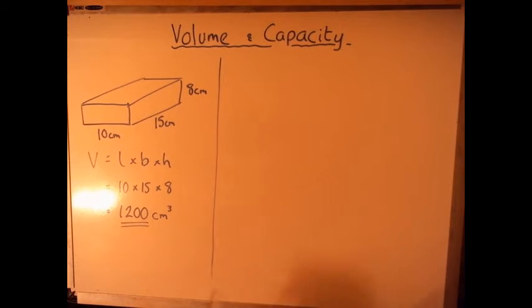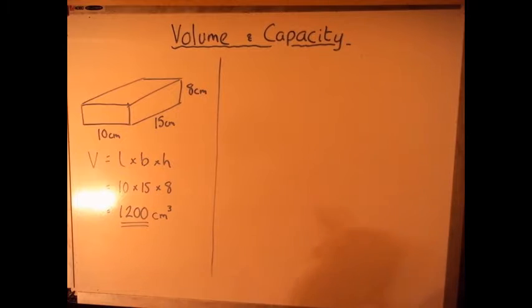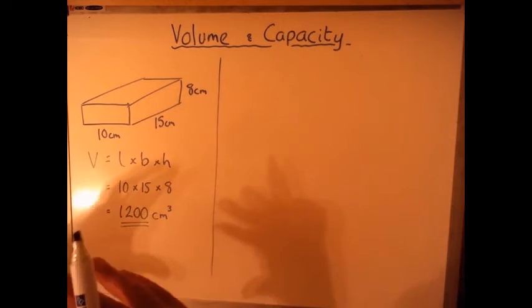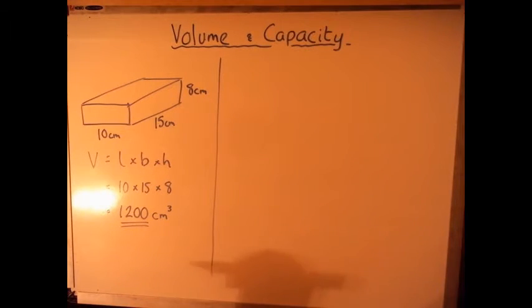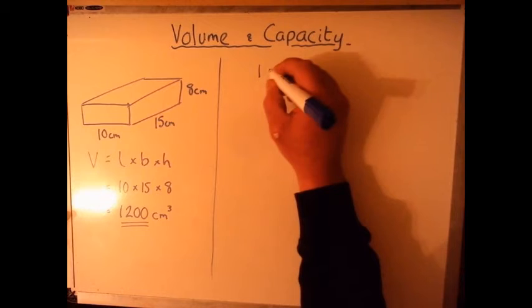Today we're going to link it with capacity. Capacity, very similar to volume. Volume's described as the space inside a 3D object. Capacity we tend to use when we're talking about liquids or fluids. So you might talk about the capacity of a water bottle. And for capacity, we just use different units. So we've used centimetres cubed up to this point.